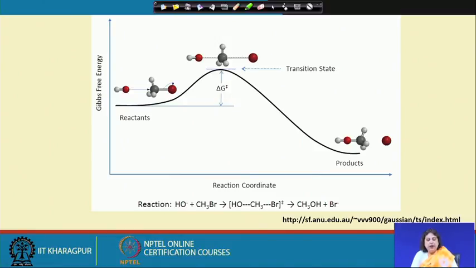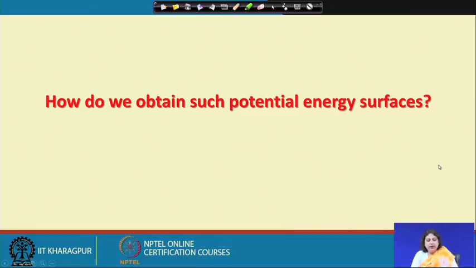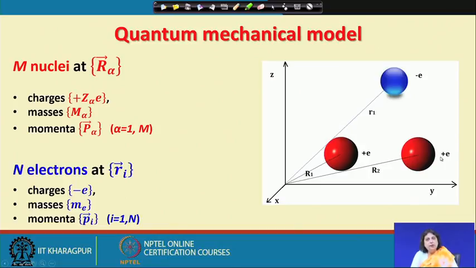And therefore, I would like to find out the energy surface such that the transition state is located at the maximum as the system passes from one minimum to the other minimum as the reaction progresses from the reactant to the product state. Now, how do we obtain such potential energy surfaces? So, let us go back to a very qualitative consideration of the quantum mechanical model of such interacting systems.